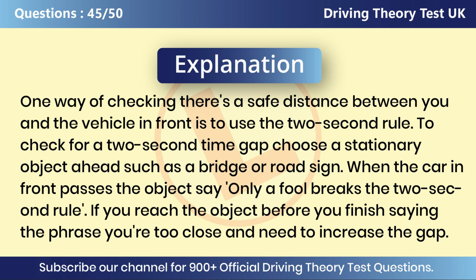One way of checking there's a safe distance between you and the vehicle in front is to use the 2-second rule. To check for a 2-second time gap, choose a stationary object ahead such as a bridge or road sign. When the car in front passes the object, say, "Only a fool breaks the 2-second rule." If you reach the object before you finish saying the phrase, you're too close and need to increase the gap.